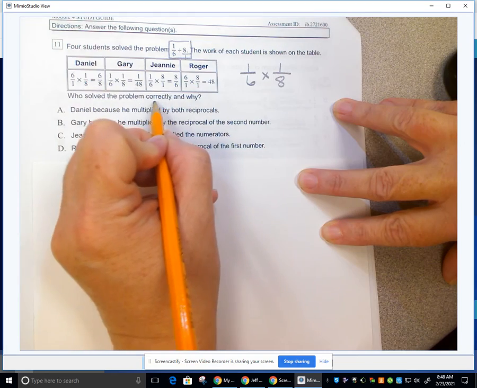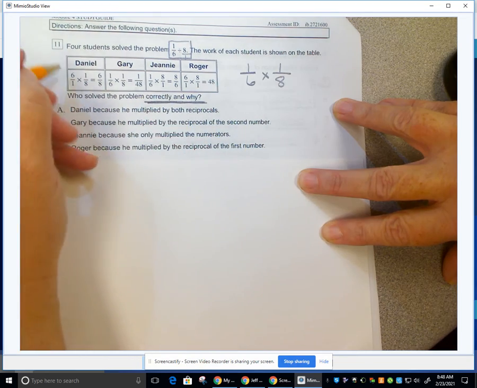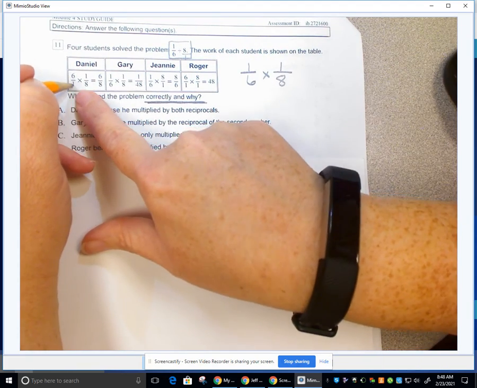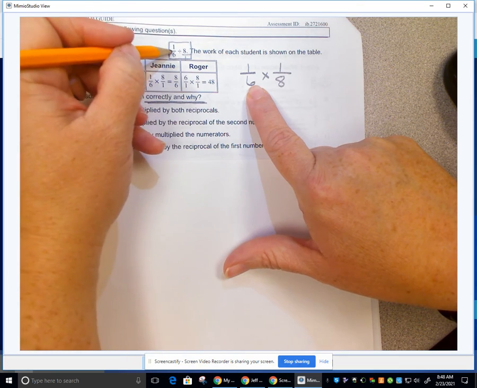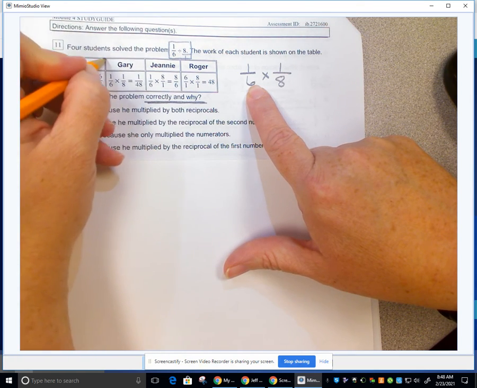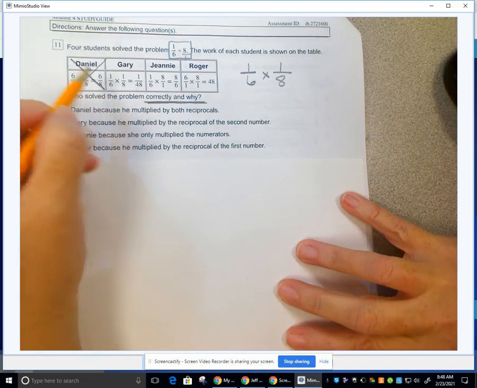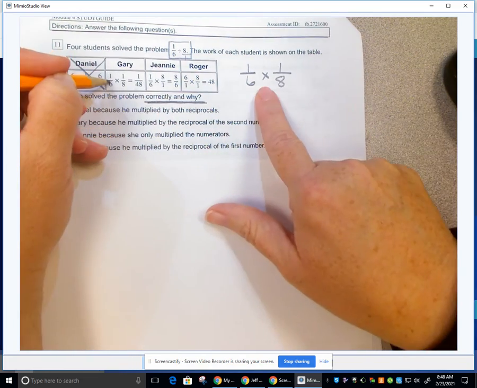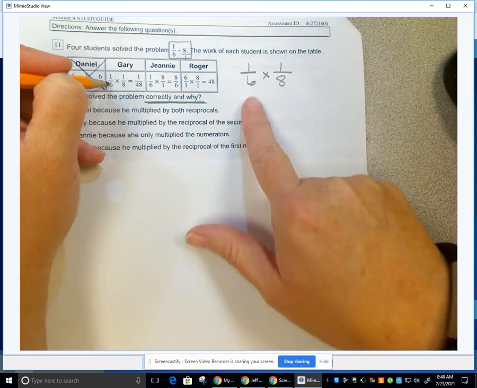Who solved the problem correctly and why? Well, let's look. Daniel says 6 over 1. Oh, look what Daniel did. Daniel flipped the first fraction. He's wrong. I don't want Daniel. Look what Gary did. See if Gary did what I did. See, I go ahead and do like I would do and see who solved it like me.